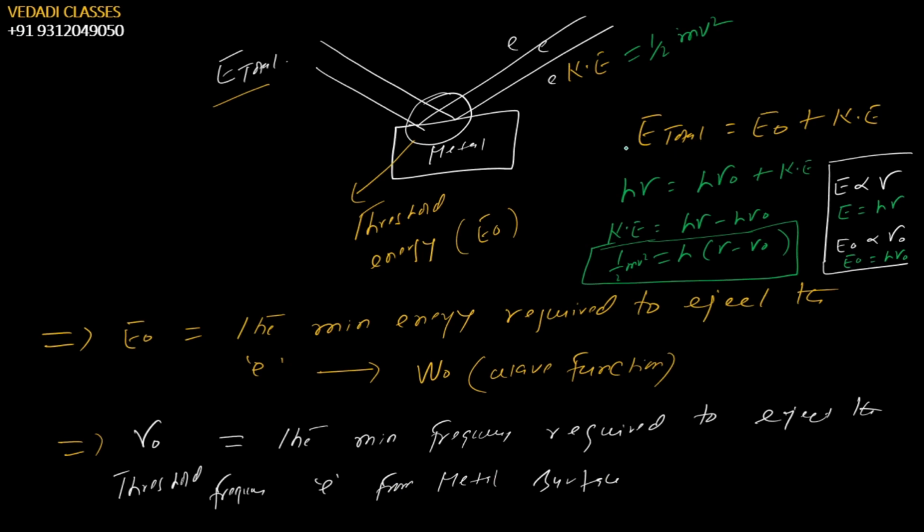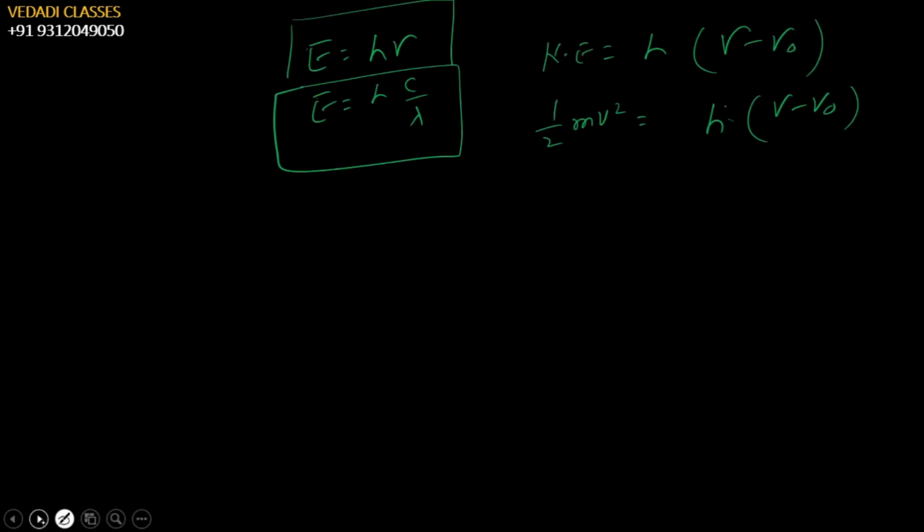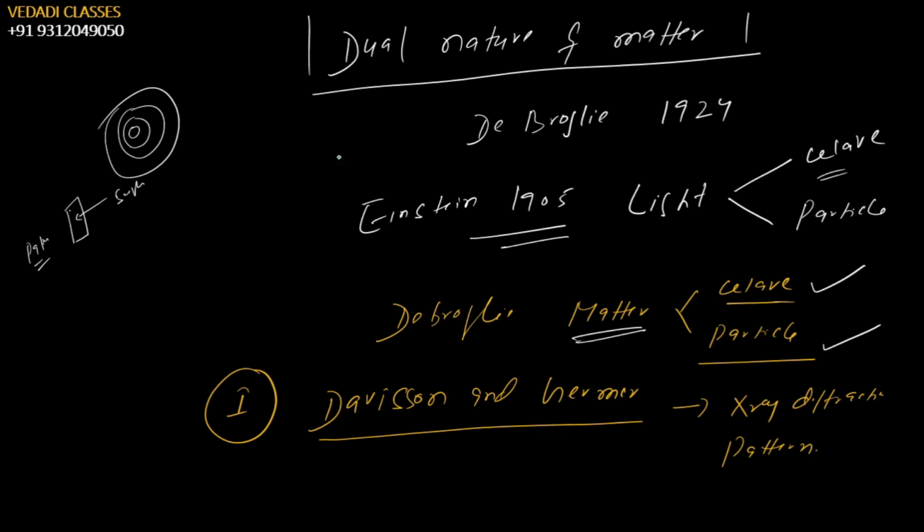And in this relationship we concluded that E total is equal to E naught plus kinetic energy. In place of E we put h nu, and in place of E naught we put h nu naught, and putting the values, we got half mv square is equal to h (nu minus nu naught). So with the help of this formula we have to solve the numericals.